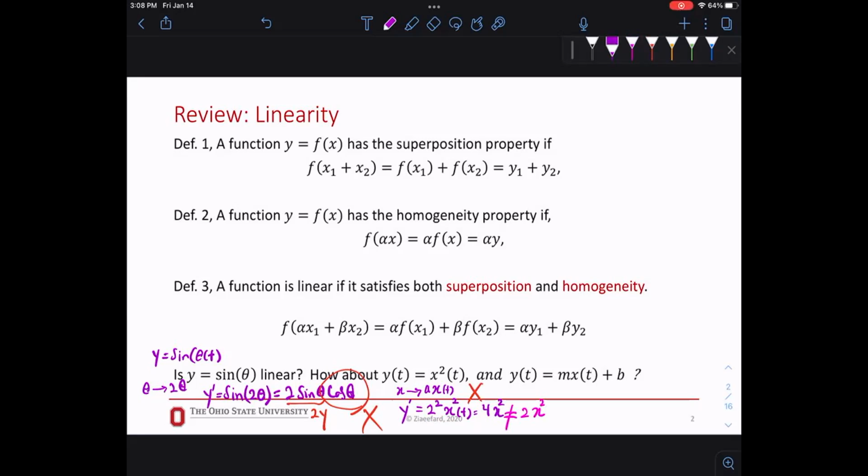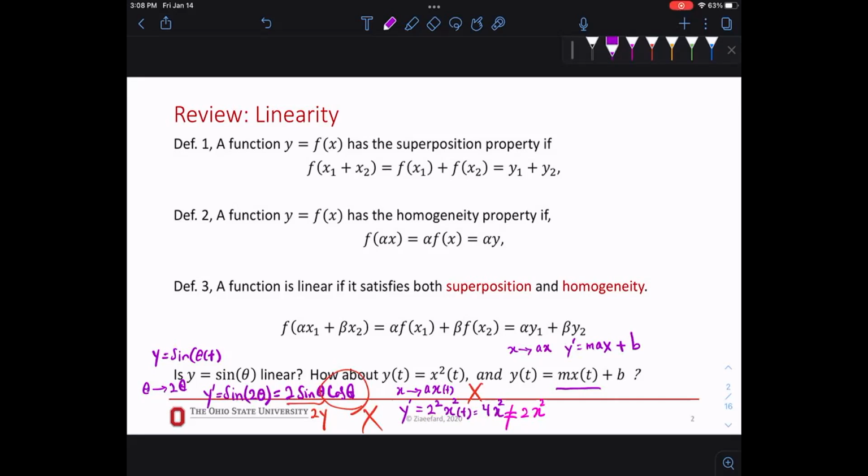Now, how about this one? This was in your quiz, and I think a couple of you got this one wrong because the first part, this actually is linear. But because we have a constant added to it, now if I say X is going to be AX, right? I'm going to drop t, it's easier to write. Let's see what my new Y prime is. So it's M A X plus B.